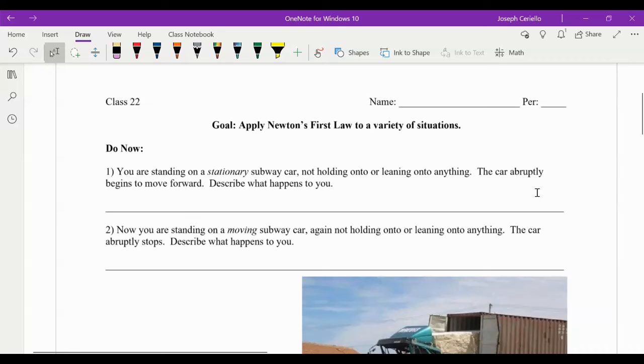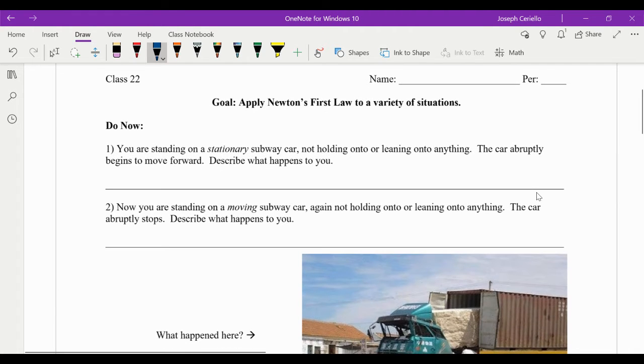We're getting started with class 22. Our goal is to apply Newton's first law to a variety of situations. So to get us started, here's a scenario. You are standing on a stationary subway car, not holding onto or leaning onto anything. The car abruptly begins to move forward. Describe what happens to you.